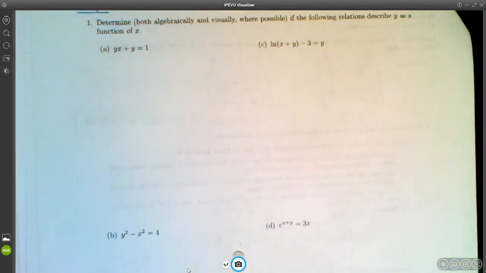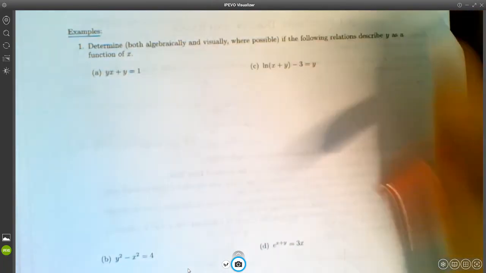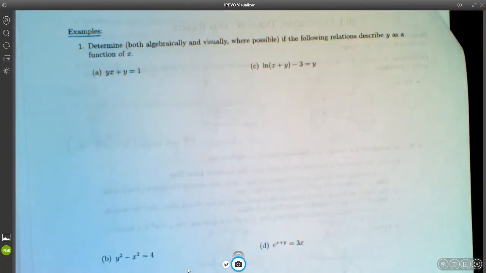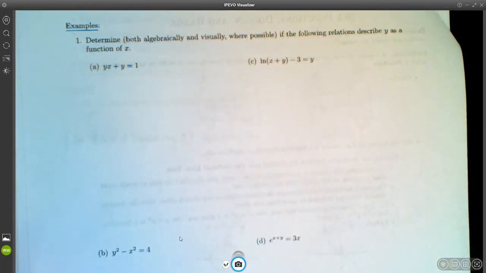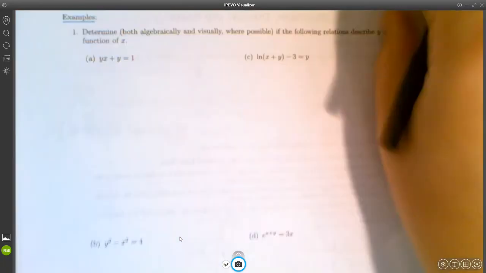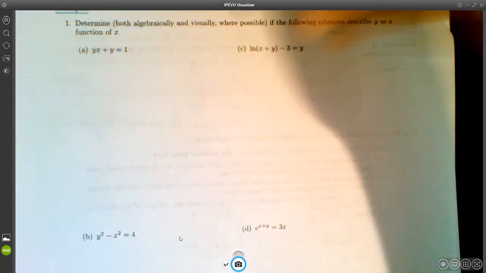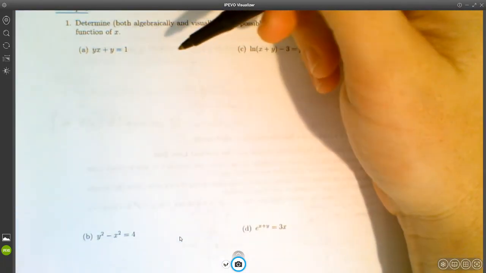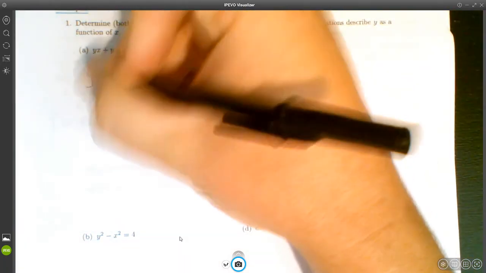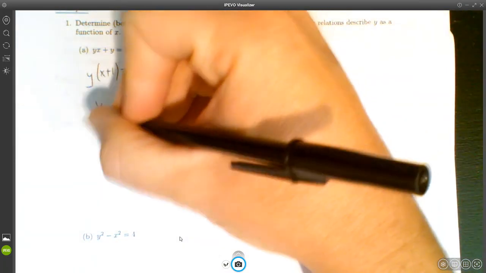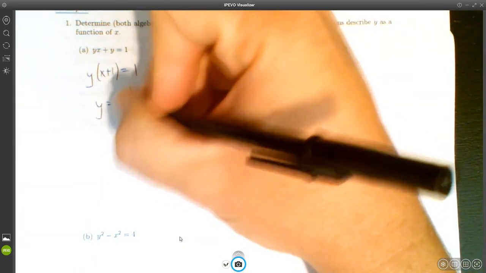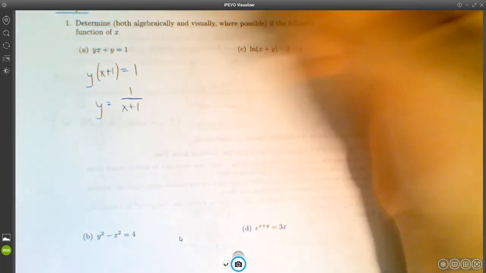Okay, so here's another set of examples. It says, determine, both algebraically and visually where possible, if the following relations describe y as a function of x. Okay, let me walk you through maybe a couple. Part A: xy plus y equals 1. I can factor out a y, and then divide by x plus 1. That's a function.